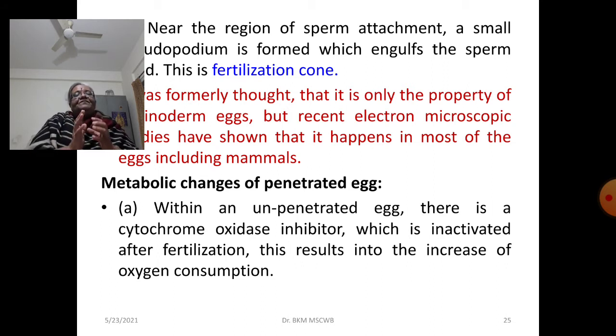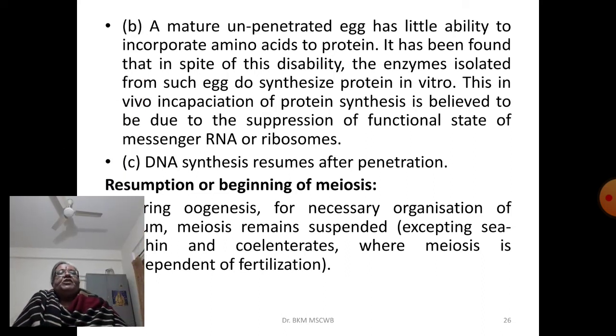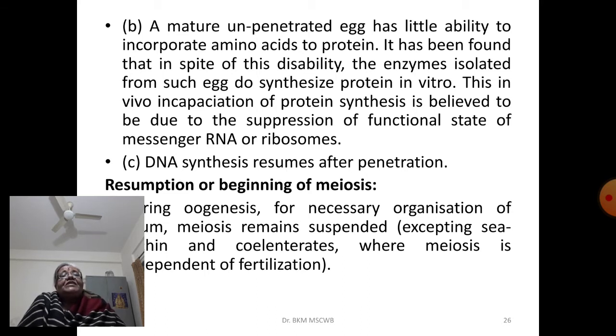Therefore, after penetration, the egg takes lots of quantities of oxygen. This results in increased uptake of oxygen, probably needed for various metabolic activities. First change. Then secondly, a mature unpenetrated egg has little ability to incorporate amino acids into protein. It has been found that in spite of this disability, the enzymes isolated from such an egg do synthesize protein in vitro. That is, in vitro means laboratory conditions.